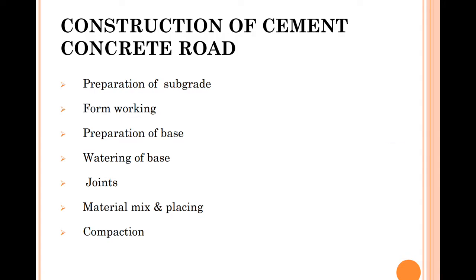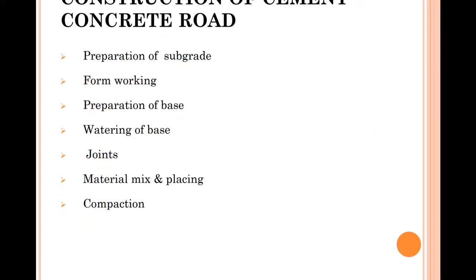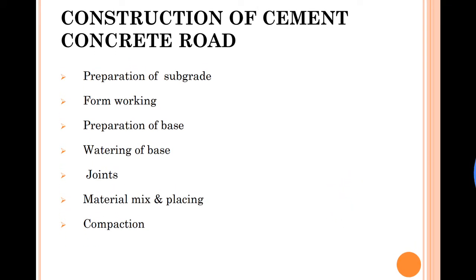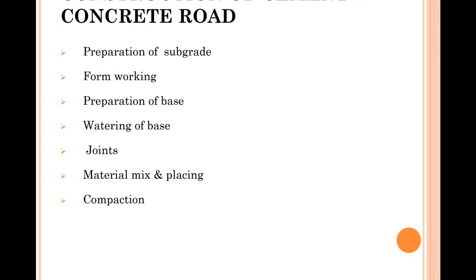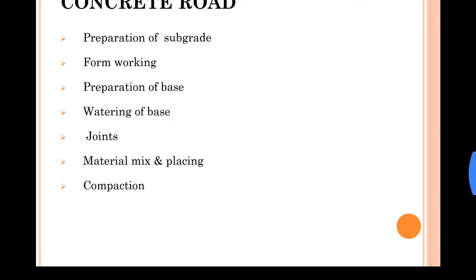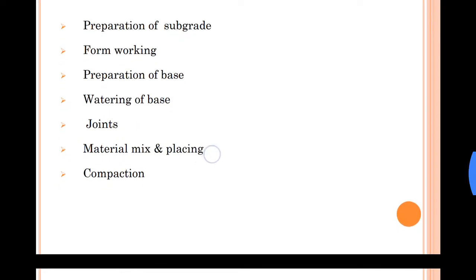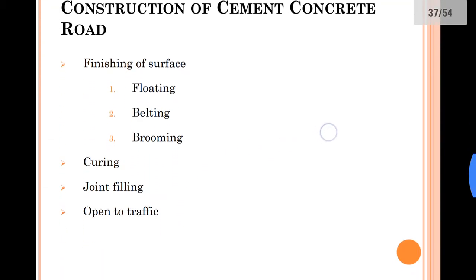We'll now move to the next topic, that is construction of cement concrete road. So the steps that are involved in the construction are as follows: preparation of subgrade, form working, preparation of base, watering of base, formation of joints, material mix and placing, and compaction. So let us have a look at each of these steps now.